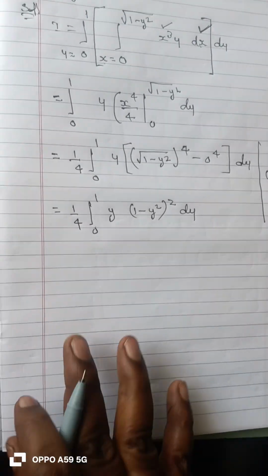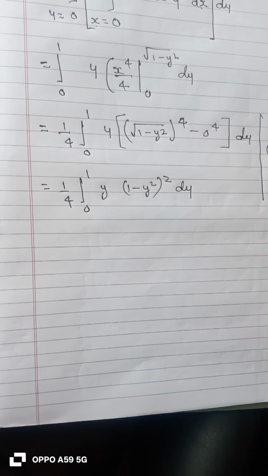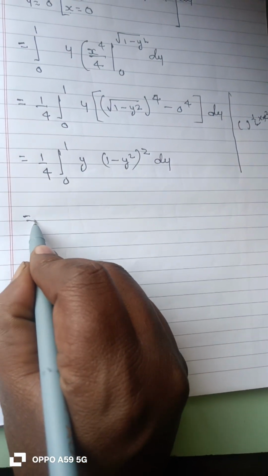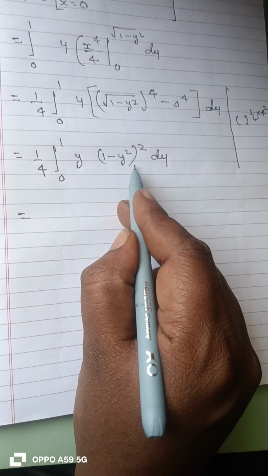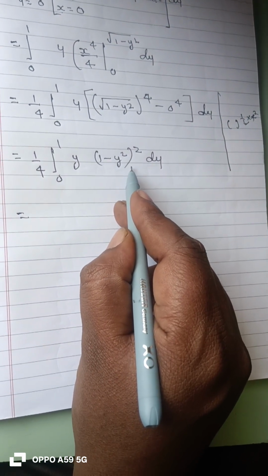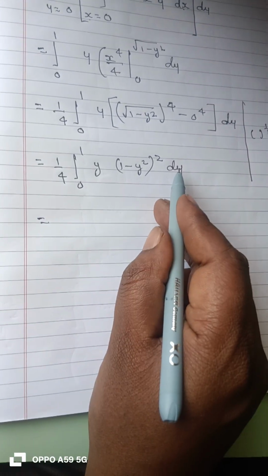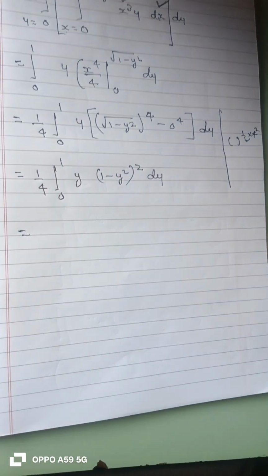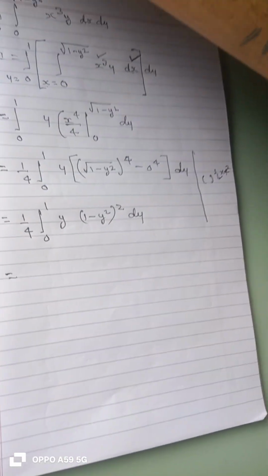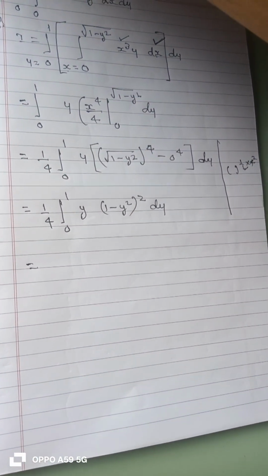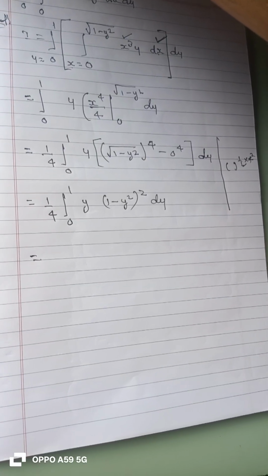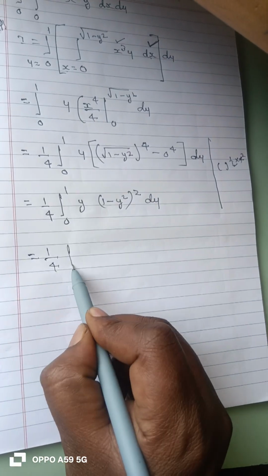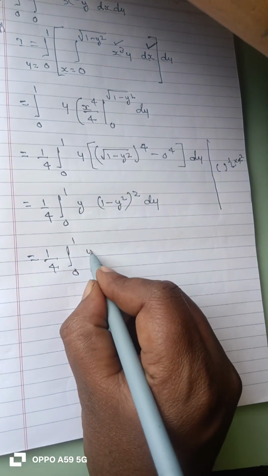Now in this, you can observe the entire function will now be in the y variable. With respect to dy we are going to do the integration. Earlier it was the x variable that we had integrated and applied the limits also. Now to solve this one, 1 by 4, the limit is from 0 to 1, y.